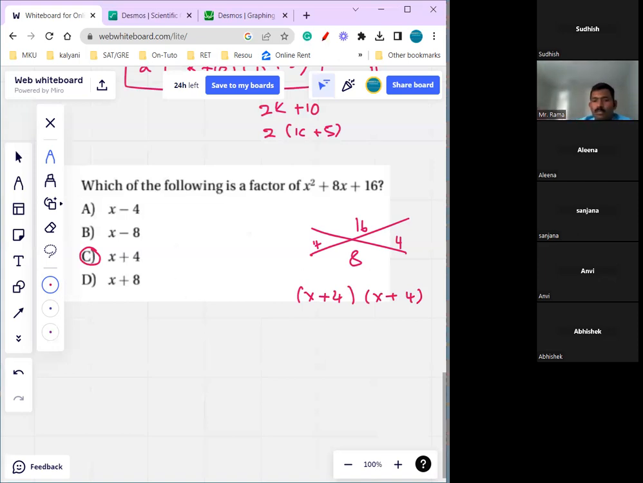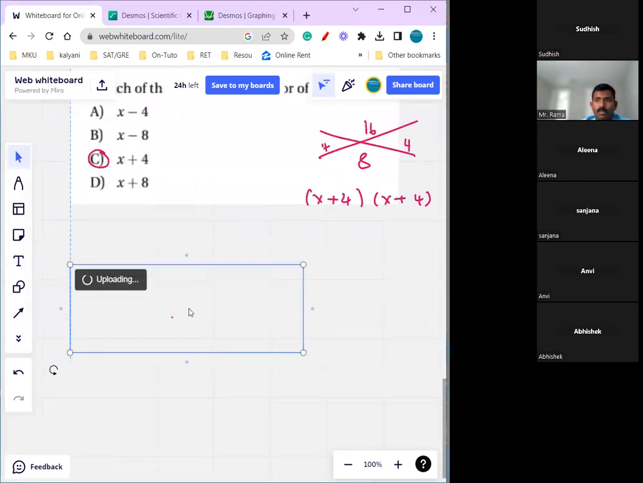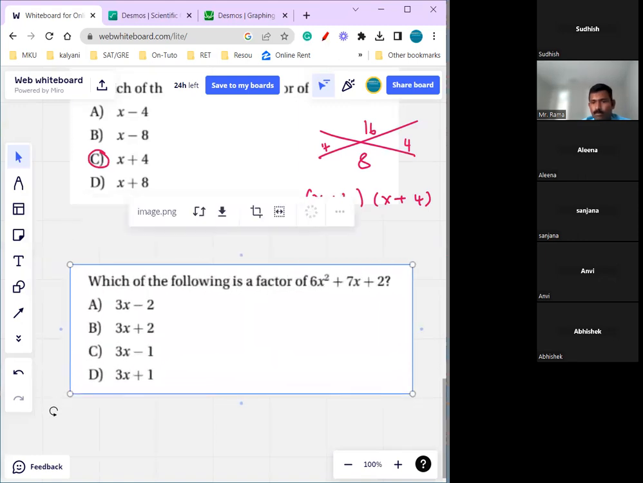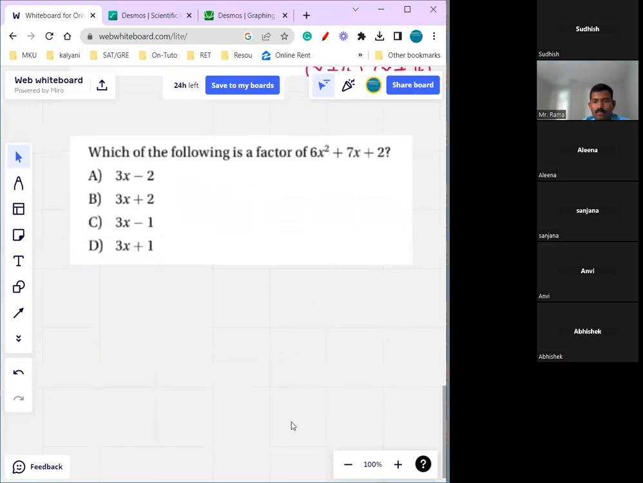Okay, next one. Now the next question is going to be a little bit of a challenging one. Let's give a try on this one so we can see what we can get out of it. All right, Sanjana, can you please read this question for us? Which of the following is a factor of 6x squared plus 7x plus 2?